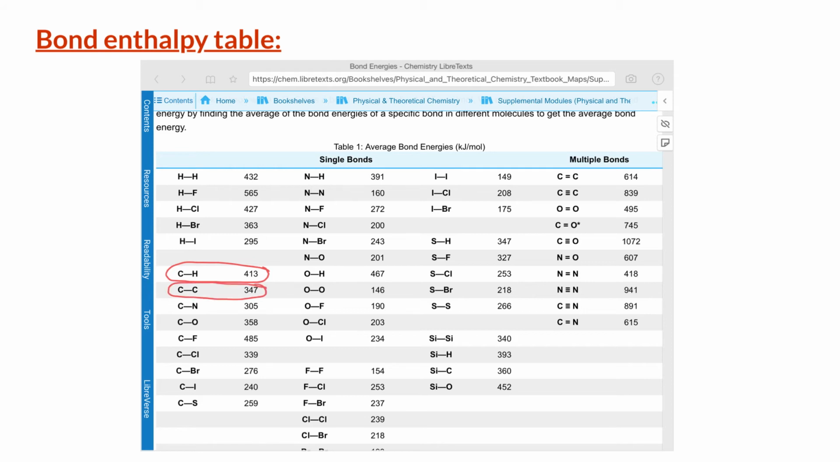Carbon double bond oxygen is 745, and so on. It is important to understand that these tabulated bond enthalpies are average values, and the true value of the bond enthalpy depends actually on the molecular environment, which varies from molecule to molecule and bond to bond within a molecule.